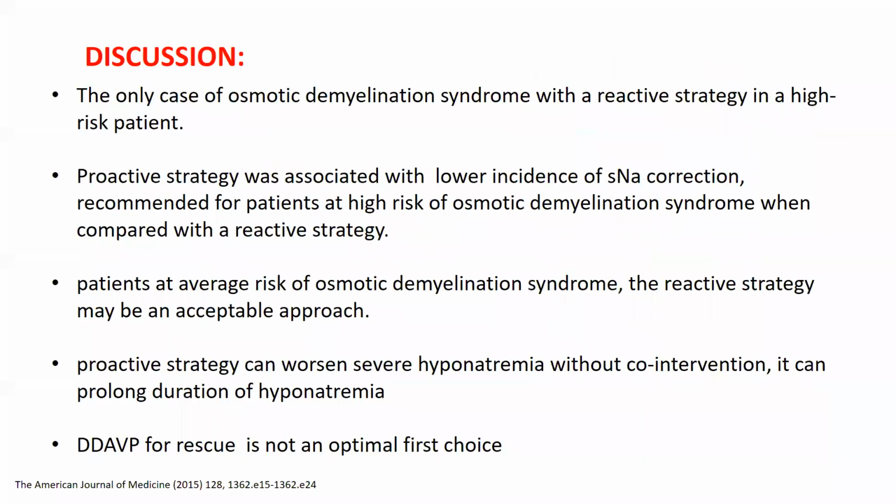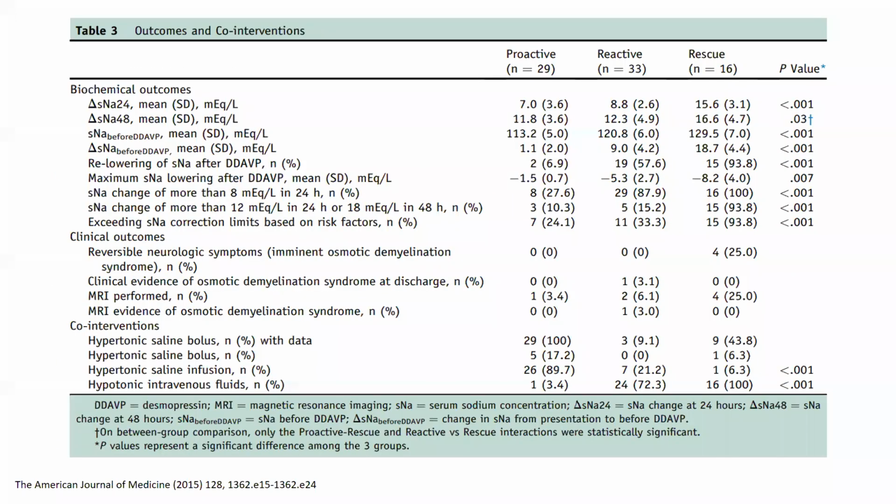And let's see. Oh yeah, there is an outcome here, in the middle. There was only one case of osmotic demyelination that happened in the reactive group. If you see the MRI evidence of osmotic demyelination, there is only one case. And there are a couple of cases of clinical, and one case in the proactive.